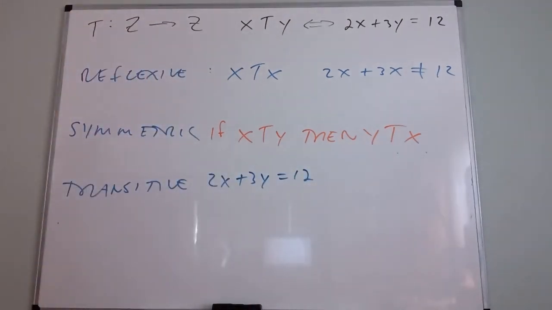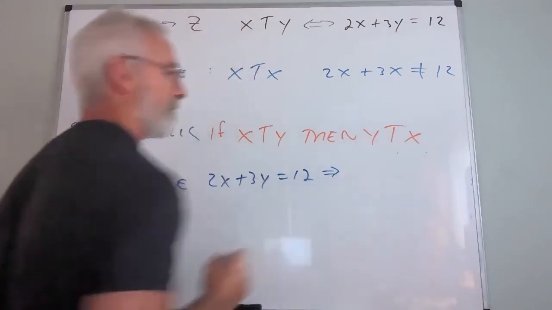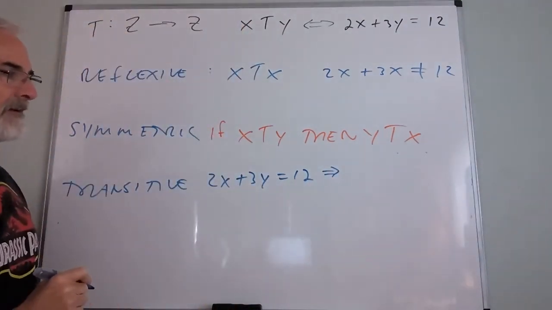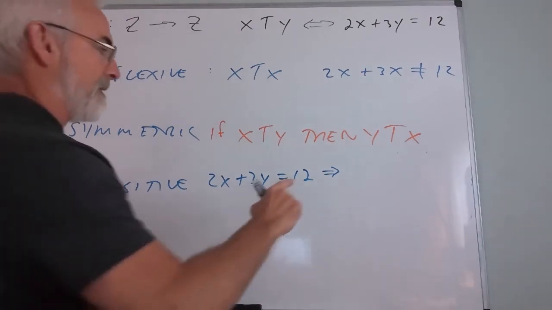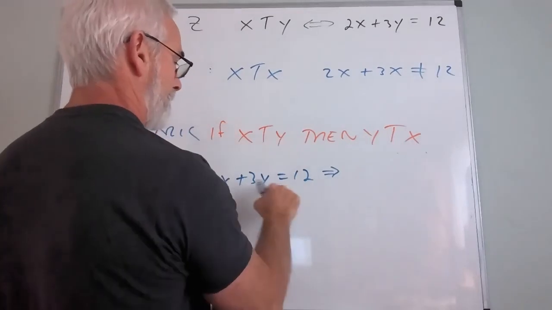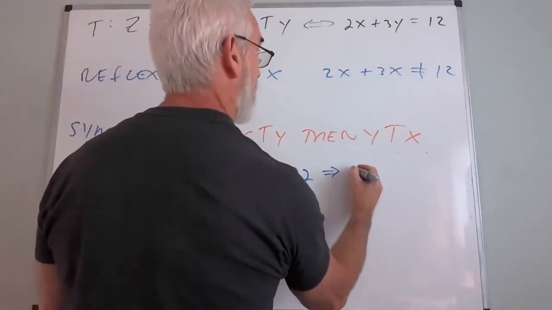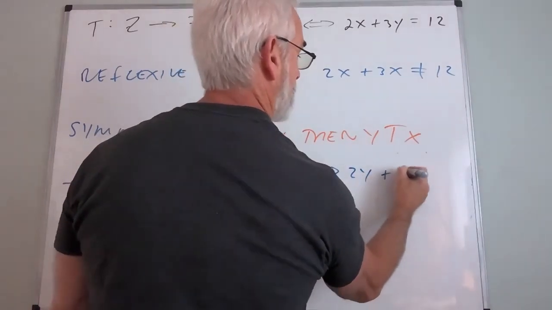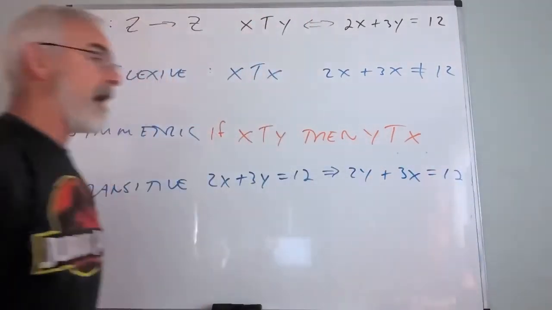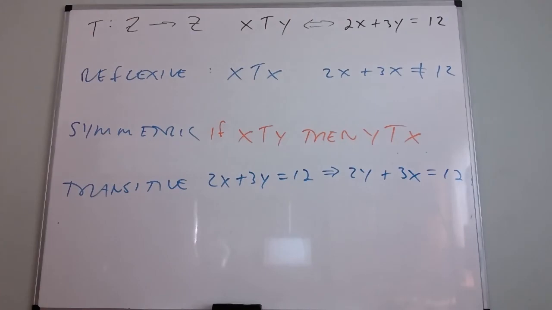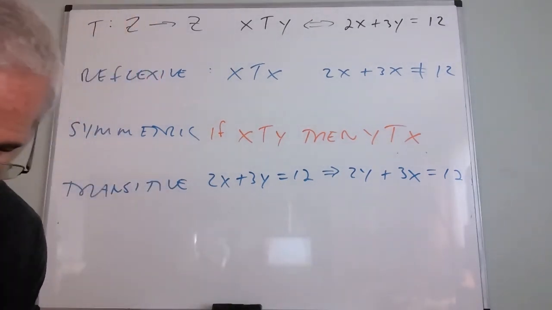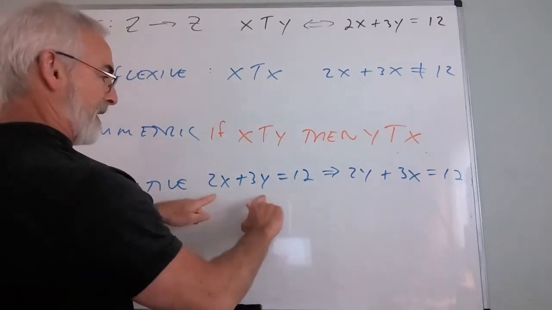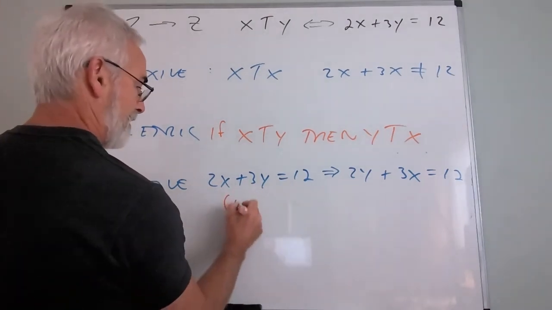What would that statement mean? What do you think about this? This would mean that what? 2Y plus 3X equals 12. Oh, is that true? Well, keep it simple. Think of an ordered pair that makes this true. I'll keep it simple: 6, 0.